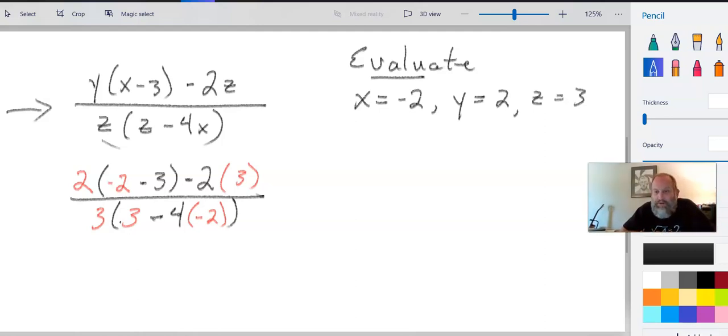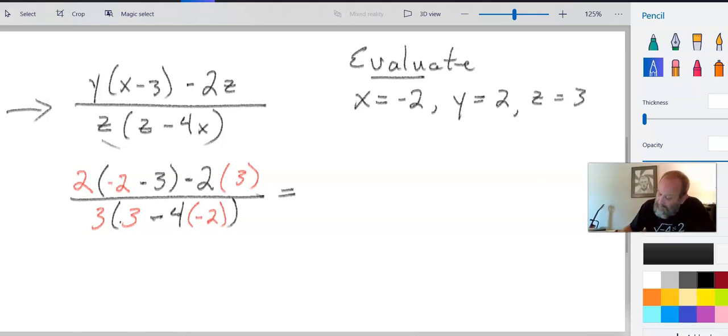I've replaced all the variables with the values that I've been given for those variables. And if you notice, this looks an awful lot like an order of operations problem now. And that's because it's basically what it is. Once you plug in all your variables, you're back to order of operations. And so all you've got to do is just crunch this thing down. And so I'm going to go ahead and do that as we go through here.